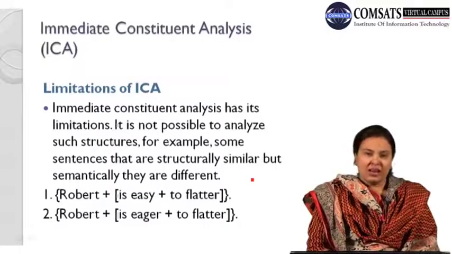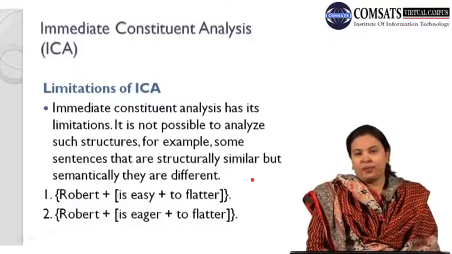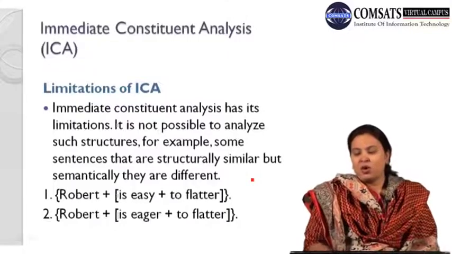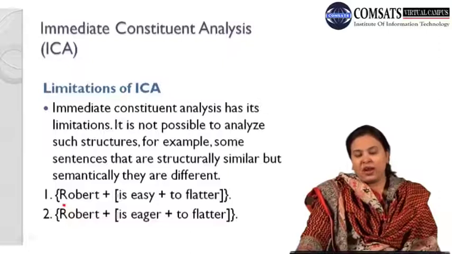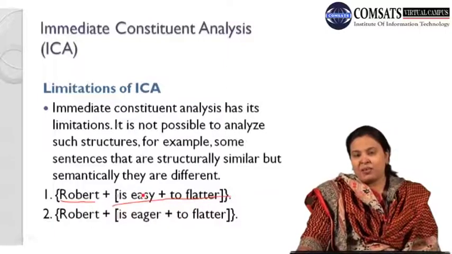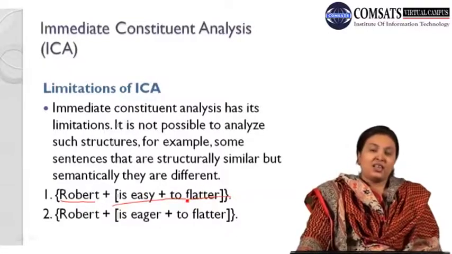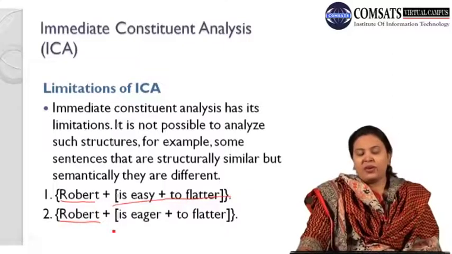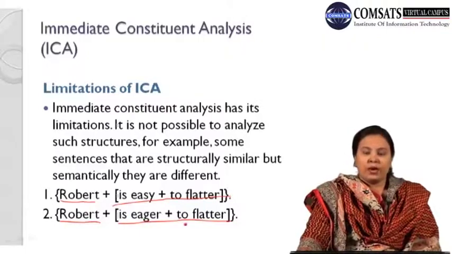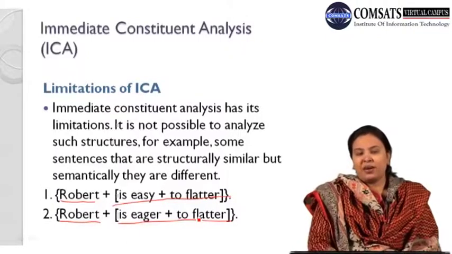Robert is easy to flatter. Robert is eager to flatter. If I perform the structural analysis with respect to ICA, I get that Robert is easy to flatter is comprised of two parts, a subject and a predicate, is easy to flatter. In that, is easy is one phrasal verb part, and to flatter is another part. Now look at another sentence which seems quite similar. Robert, the subject, is eager to flatter. Again I have a predicate, and inside it is eager, the verb part, and to flatter.